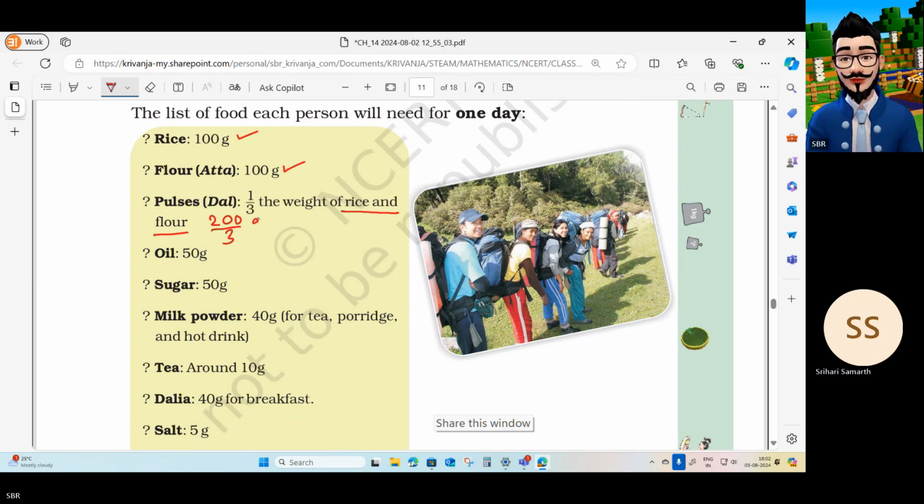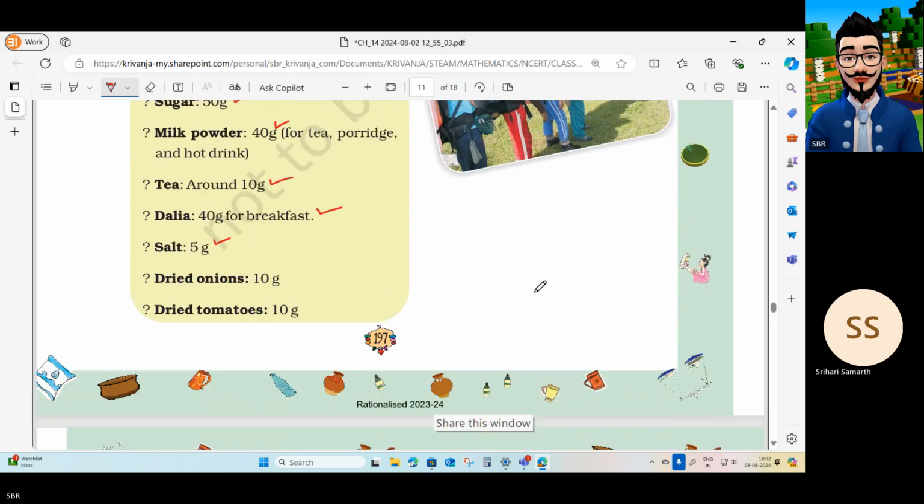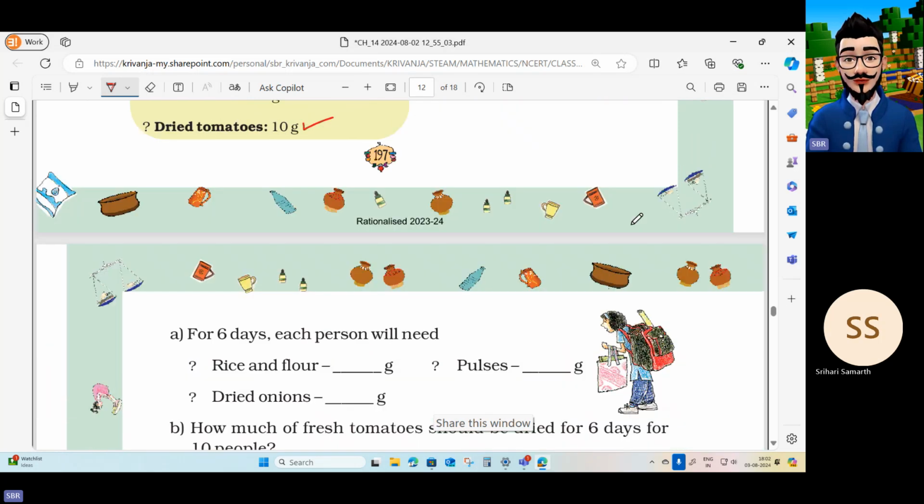Next, read. Oil, 50 grams. Sugar, 50 grams. Milk powder, 40 grams, for porridge and hot drink. Tea, around 10 grams. Dalia, what is that? I don't know. 40 grams for breakfast. Salt, 5 grams. Dried onions, 10 grams. Dried tomatoes, 10 grams. Okay. Next, see, what's the question?